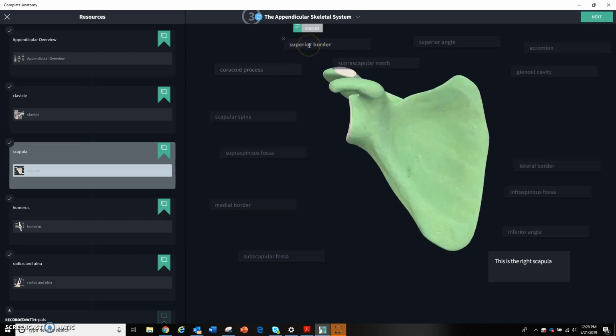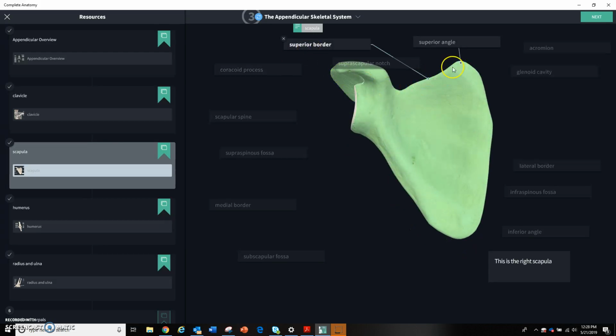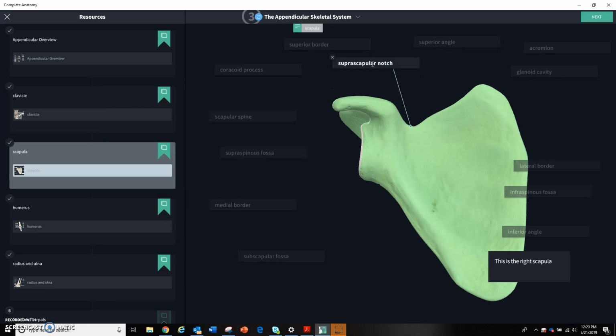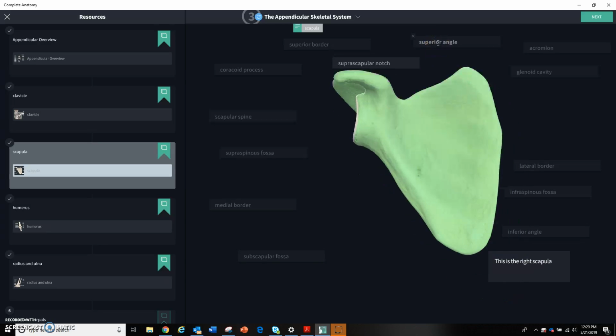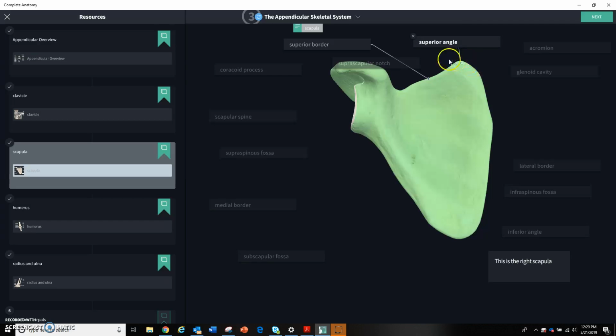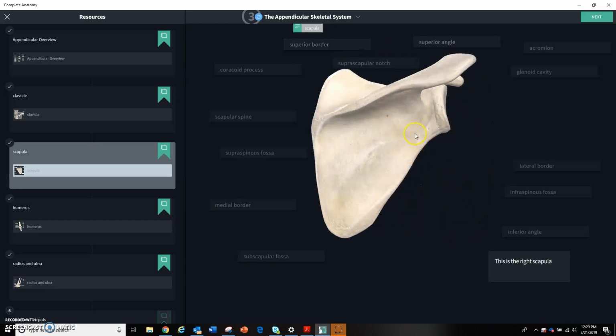We have the superior border. So the top, kind of like the top edge. Superior, again, anatomical position. Superior meaning the top. We have the suprascapular notch. So this little notch right here. This is the suprascapular notch. Superior angle. So this curved portion up here is the superior angle. So those are all the features you need to know of both the clavicle and the scapula.